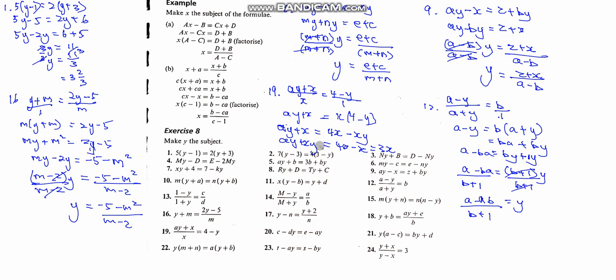So now no space. Let's do it down here. So what I have is ay plus xy. So take out a common factor. So (a plus x) times y. Now for 4x minus x on the right hand side, you have 3x. Now you divide by a plus x.